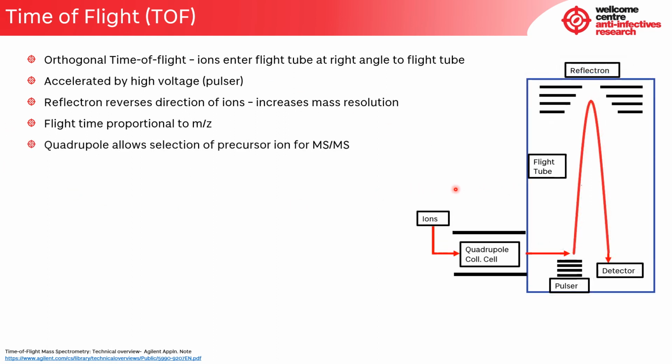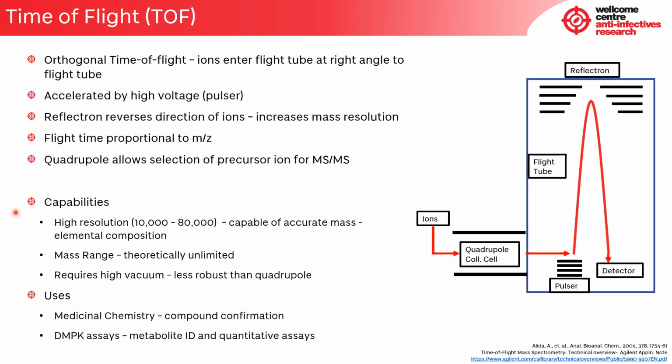To allow a time of flight to be used for MSMS work, a quadrupole is often added between the source region and the flight tube. This acts as a collision cell and allows for precursor ion selection. Time of flight mass specs are capable of very high resolution, 60 to 80,000 for the most modern instruments, and therefore they can give excellent accurate mass and elemental composition data.